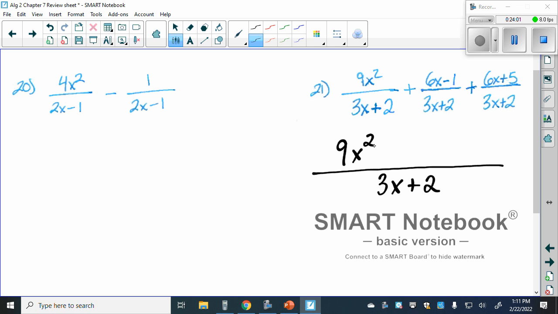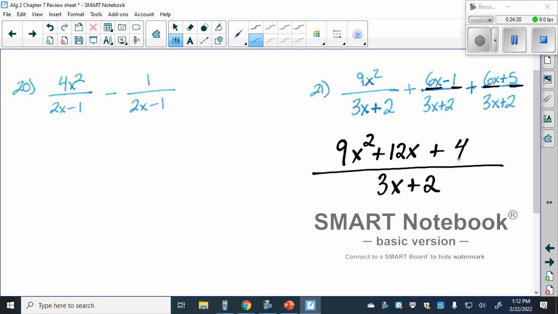Well, 9x squared doesn't have any other like terms. We can add the 6x and 6x, which would give us plus 12x. And lastly, we have negative 1 plus 5, which is plus 4. And we get to this point here.